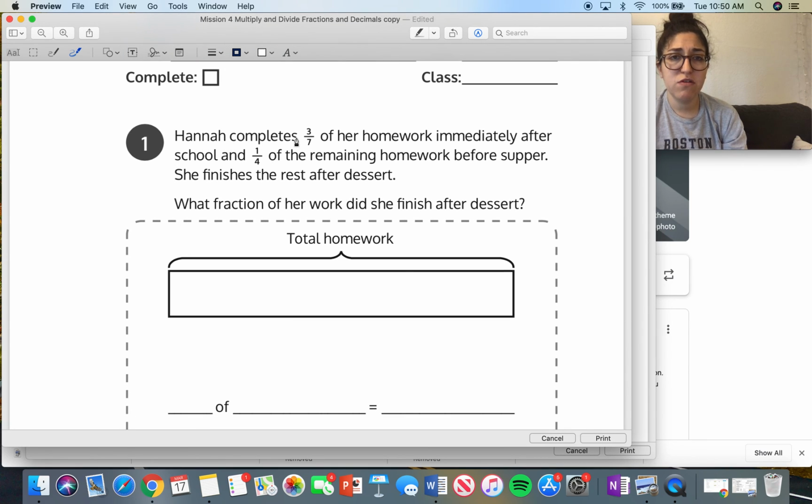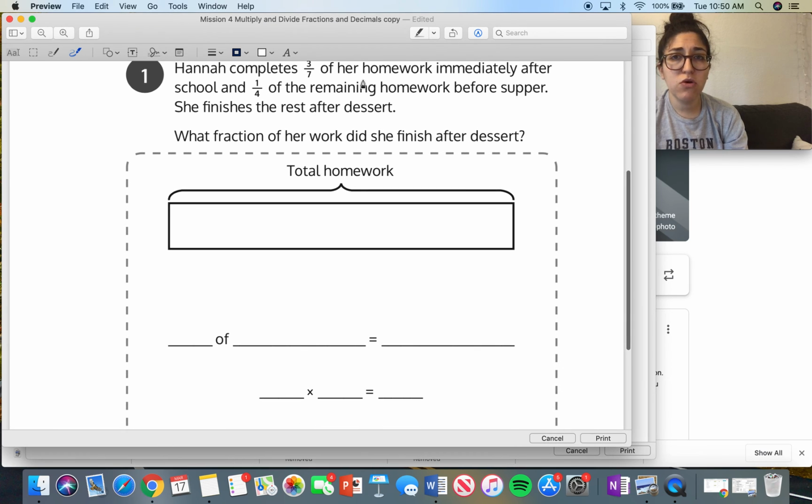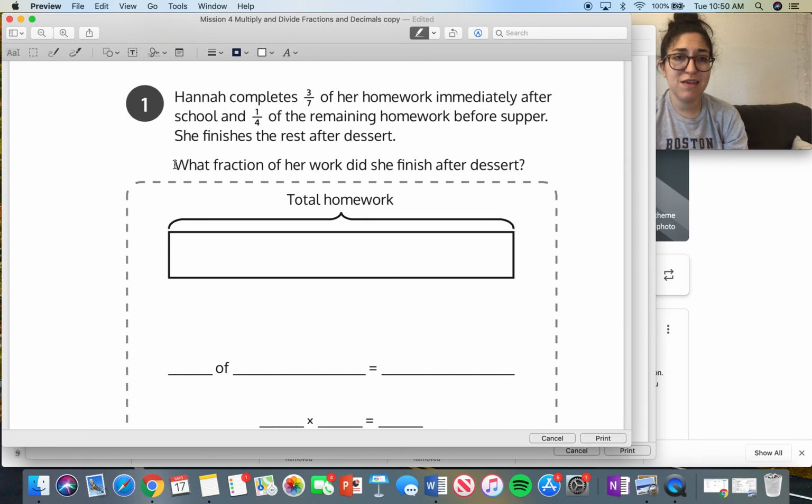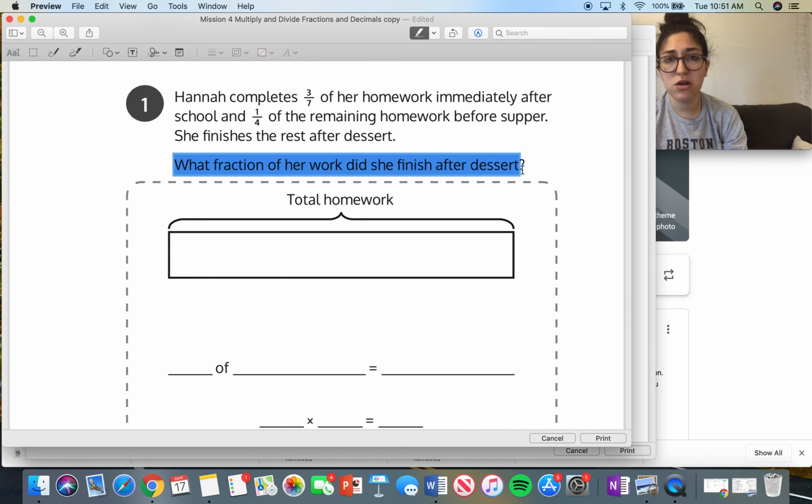Hannah completes 3/7 of her homework immediately after school and 1/4 of the remaining homework before supper. She finishes the rest after dessert. What fraction of her homework did she finish after dessert? So I know immediately that the question I'm trying to answer is what fraction of her homework did she finish after dessert? And now I'm going to use what's in the story to help me figure this out.